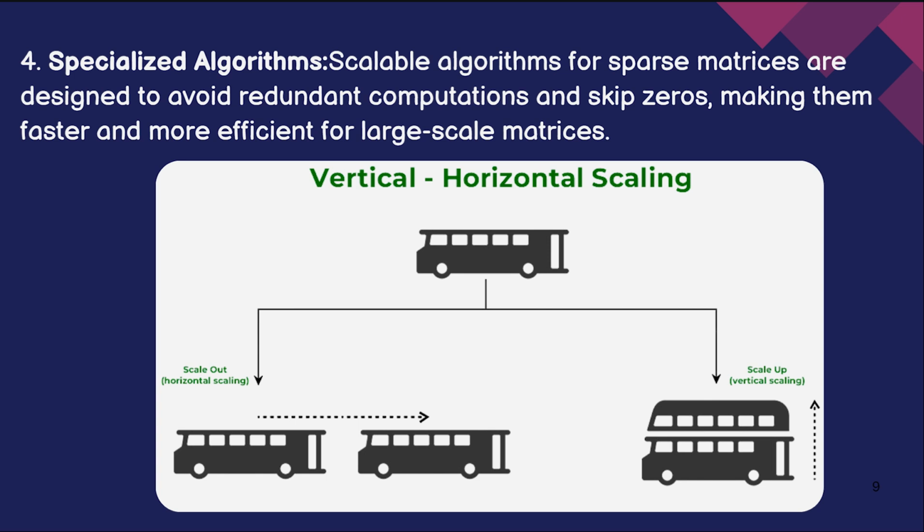Here is a sample figure of the two types of scalability. In this picture, you can see an example of horizontal and vertical scaling. In horizontal scaling, the number of units is increased. In vertical scaling, the power of a single unit is increased.